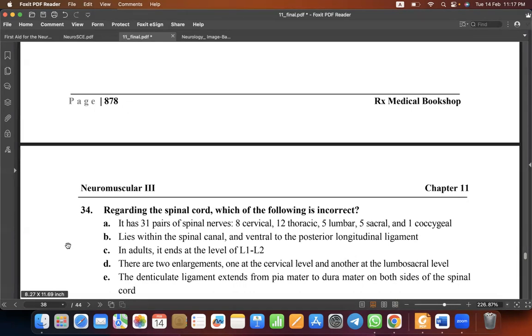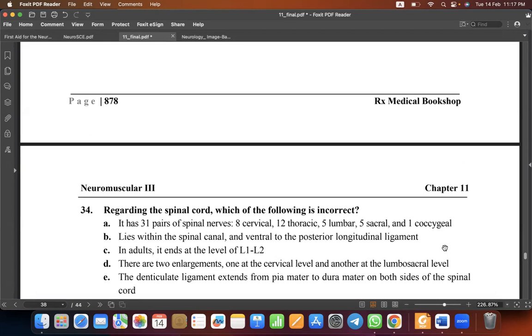First is the cervical plexus, and the lumbosacral plexus. I guess that's okay. The denticulate ligament extends from pia mater to dura mater on both sides of the spinal cord. So this is a lot of information I have. So what is the correct answer? What is the incorrect answer?